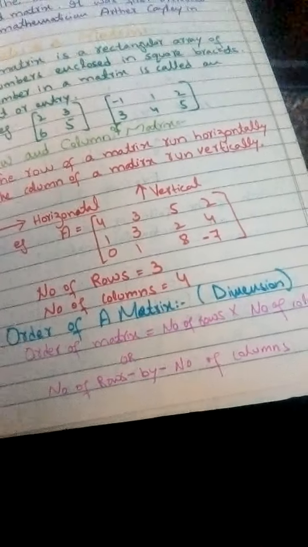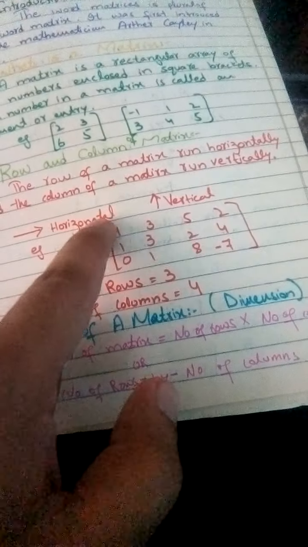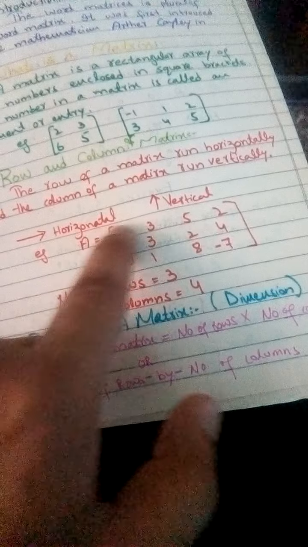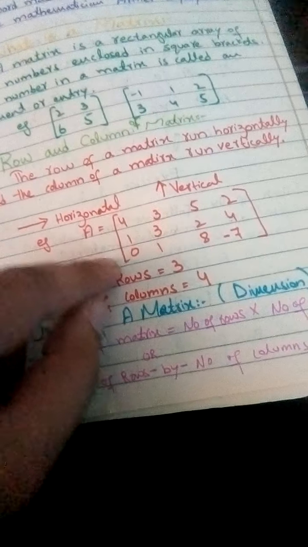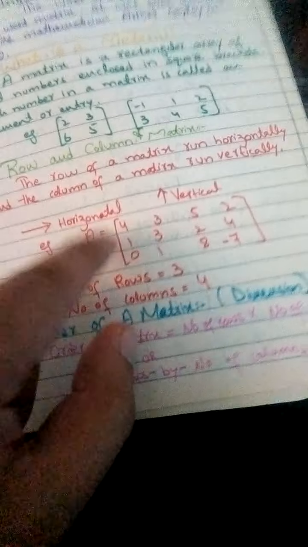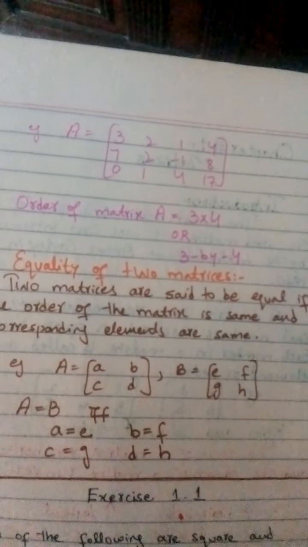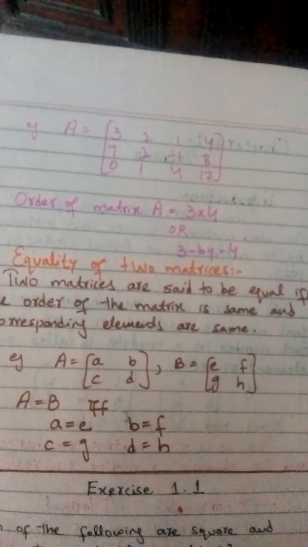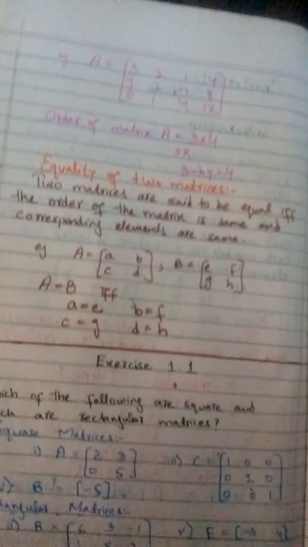So if you have to find out the order of this matrix, you will see that the number of rows is 3 and the number of columns is 4. So here the order of this matrix A is 3 cross 4. We will also look at the next page. Here we have a matrix. It has 3 rows and 4 columns, so its order is the same as the previous matrix.